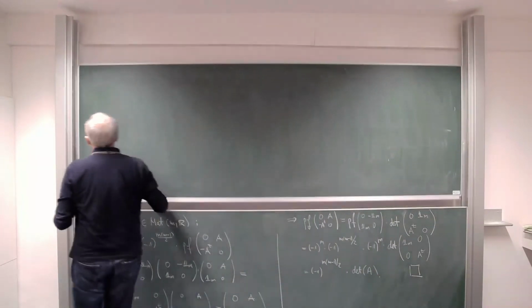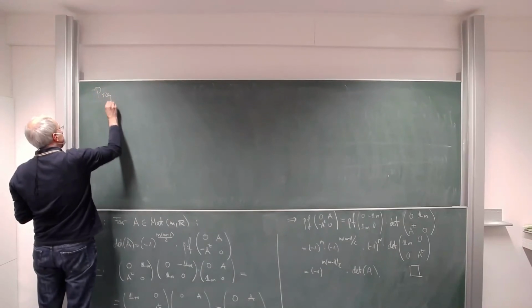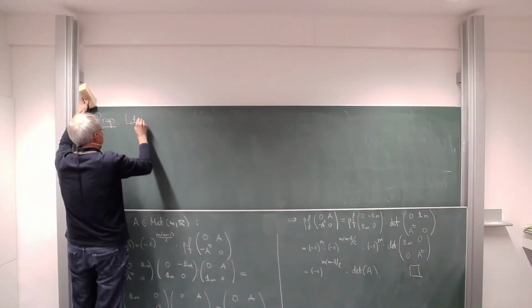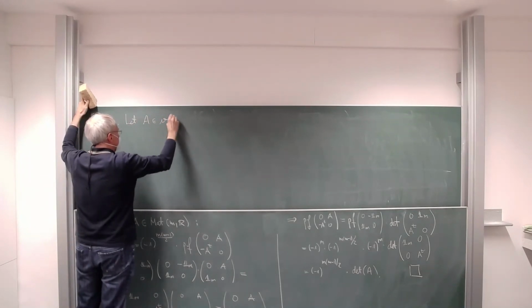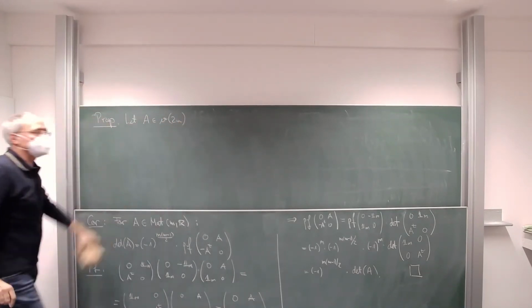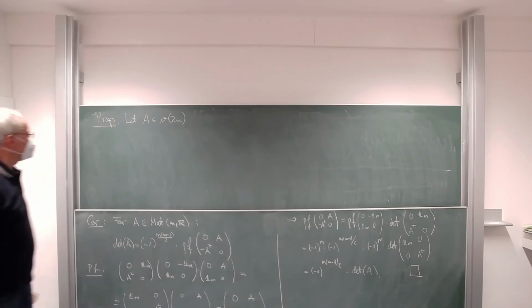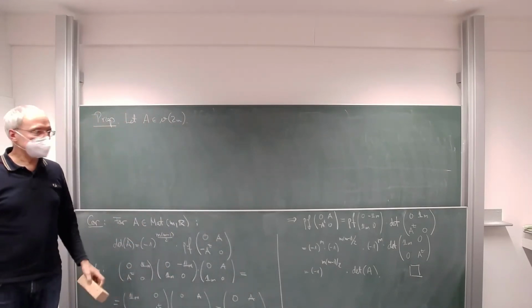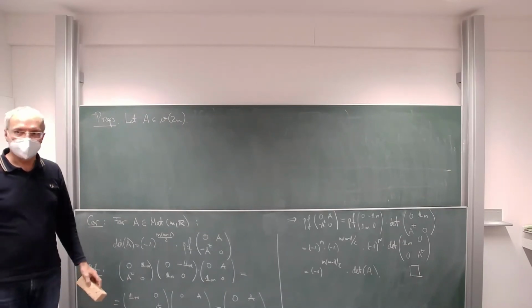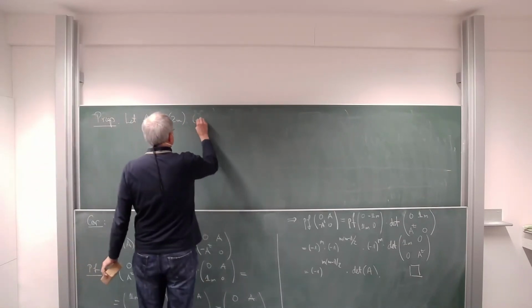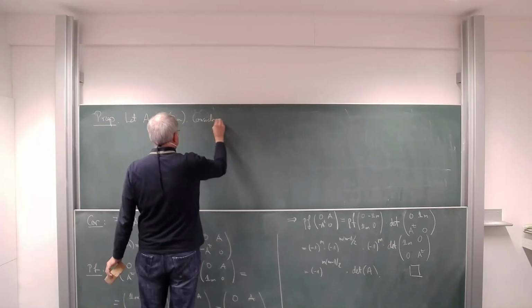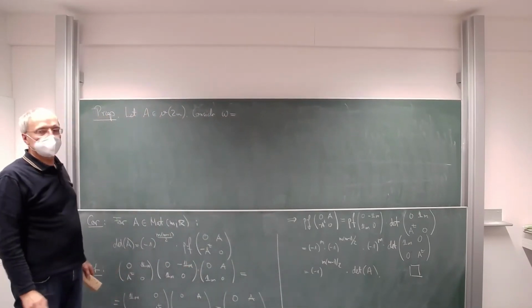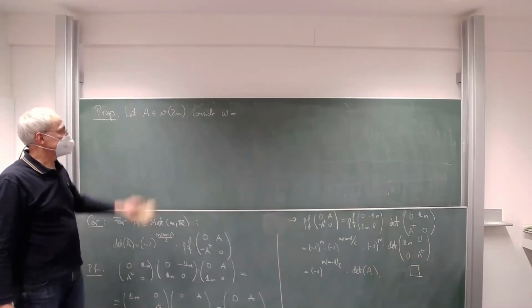Namely, as follows. So let A be a skew-symmetric matrix of even dimension, and now to this skew-symmetric matrix I associate a bivector. So consider the following bivector, whose coefficients are given by this matrix.